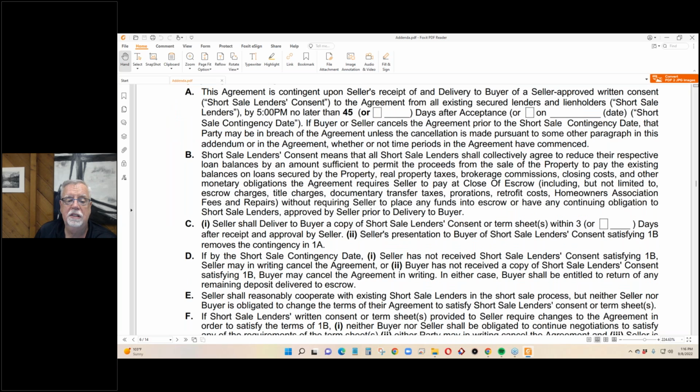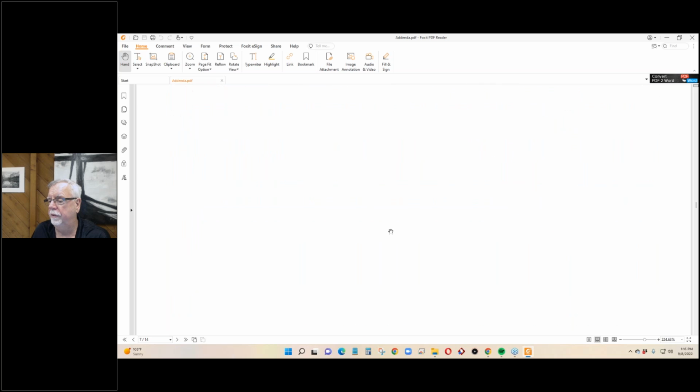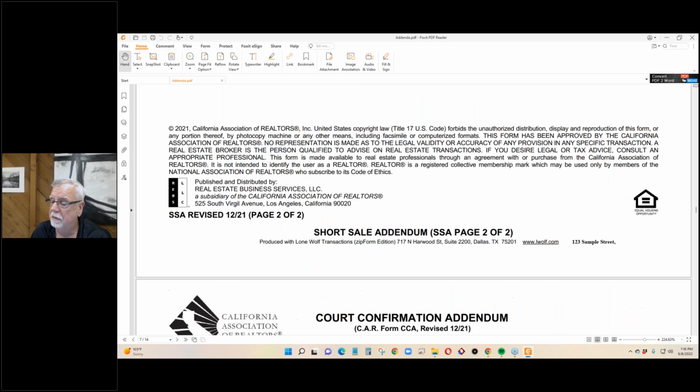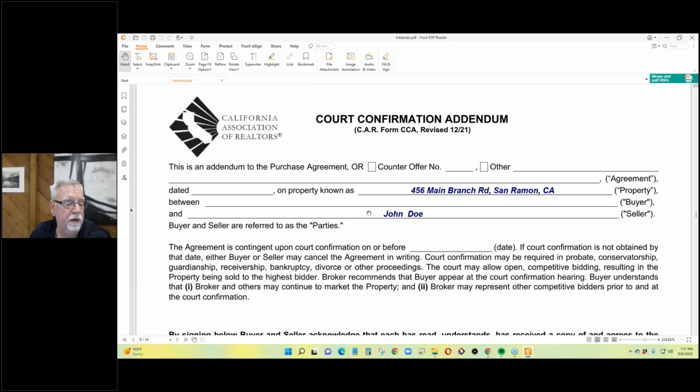Short sale lenders' consent means that all short sale lenders, sometimes there's more than one, shall collectively agree to reduce their loan balances by an amount sufficient to permit the proceeds of the sale of the property to pay the balances in the existing. Anyhow, everybody's got to agree to take less so that they can sell the property and deliver clear title. There's more about this. I'm not going to spend a lot of time. If you're on my team or in my group, I have a lot of experience with short sales, REOs, and things like that, which I was hoping never to have to use again.